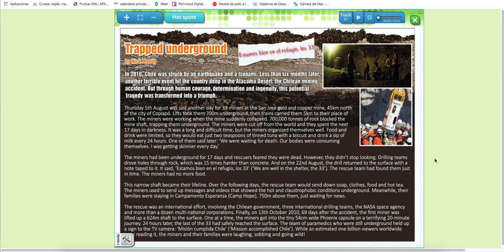624 meters up the shaft to the surface, one at a time, the miners got into the tiny 54 centimeters wide Phoenix capsules on a terrifying ride.